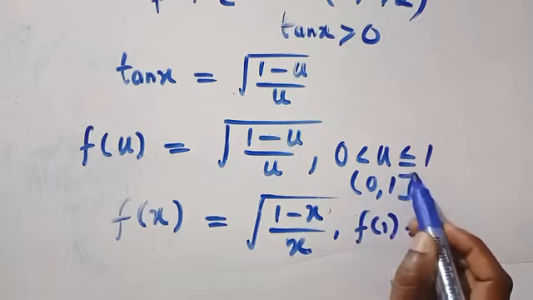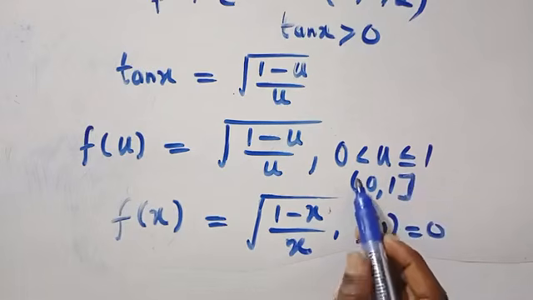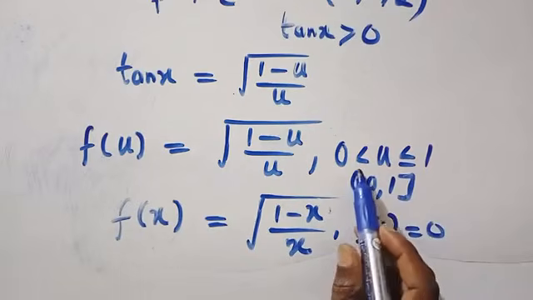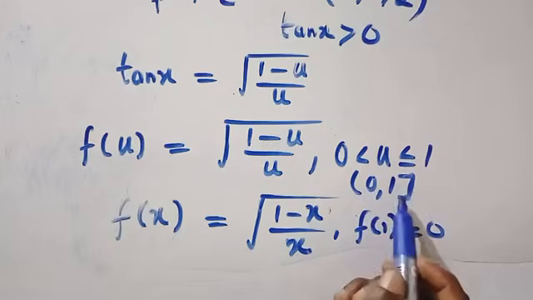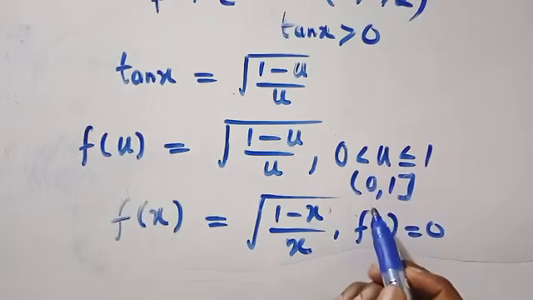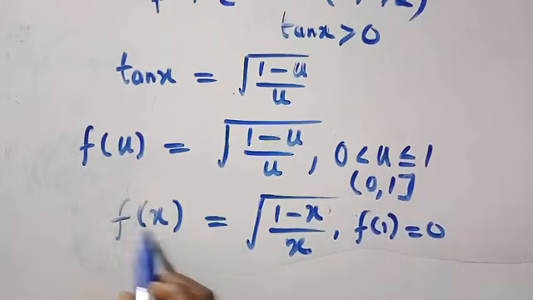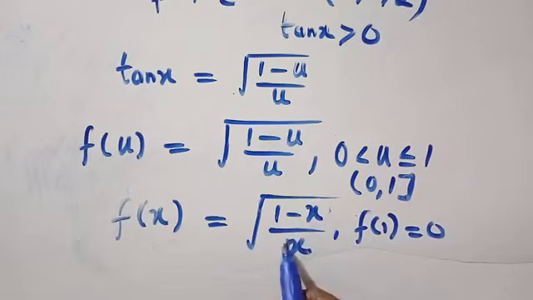Looking at these two brackets, they are different and have different meanings. The open bracket means 0 is not part of this, and when we close it, it means the number stops at 1. So f of x equals the square root of 1 minus x over x is the solution that we need for this function.